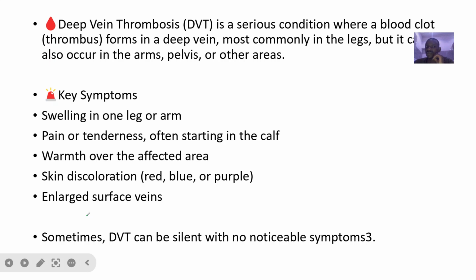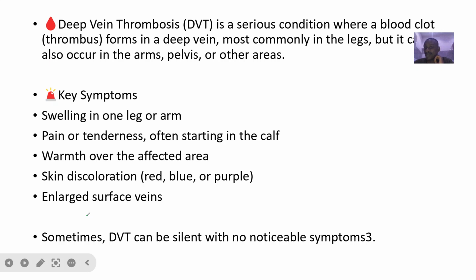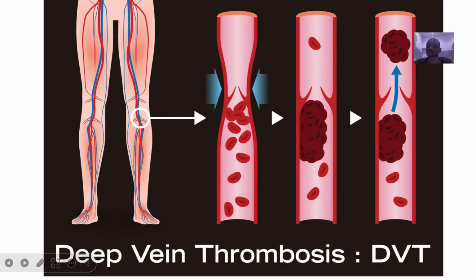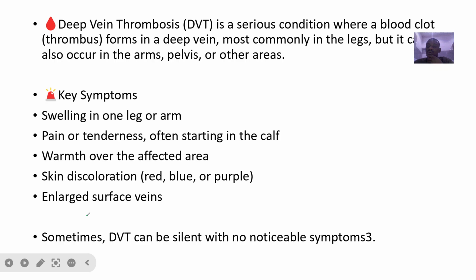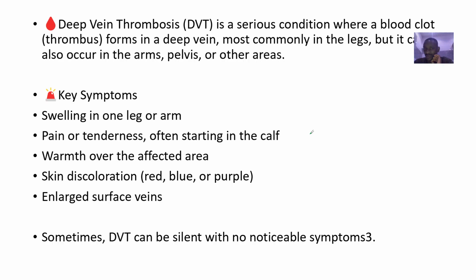This is where a blood clot, that's a thrombus, is forming in a deep vein. Mostly it's commonly in the legs, but it can also occur in the arms, and it can also occur in other areas. You can see how the veins are basically becoming so weak and dilated, because there's so much work going on. The blood that is not clotting is trying to overcome the blood that has clotted. Do you understand? So a lot of war is going on.